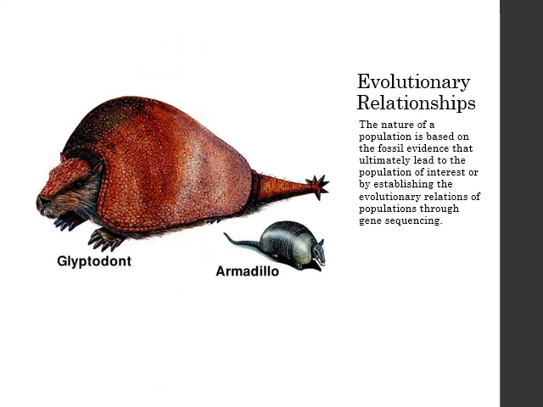You could look at evolutionary relationships based on fossil evidence, establishing evolutionary pathways to say that these two organisms diverged from a single common ancestor. This is a pretty well trotted out example, the glyptodont and the armadillo. The glyptodont is an armored rat about the size of a VW bug. It lived in South America for a while, migrated to North America, and over time we get the armadillo.